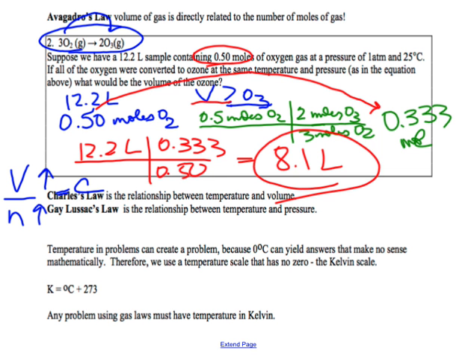The two laws that do utilize good old temperature are Charles's Law and Gay-Lussac's Law. So I just wrote the combined gas law there for us to look at. Let's tell our little story here.